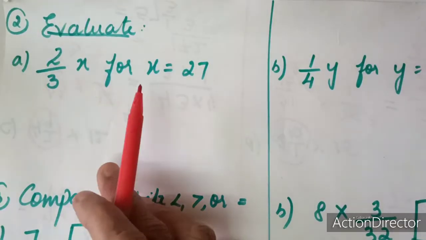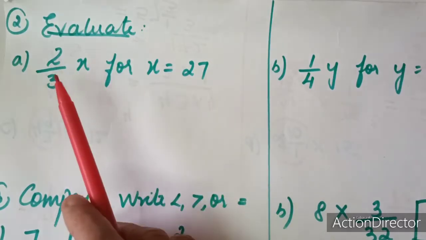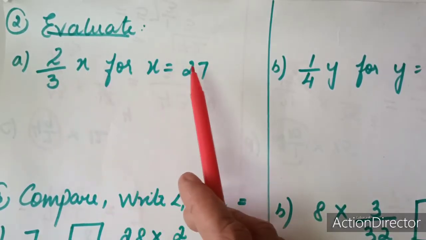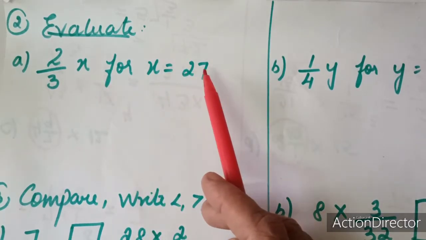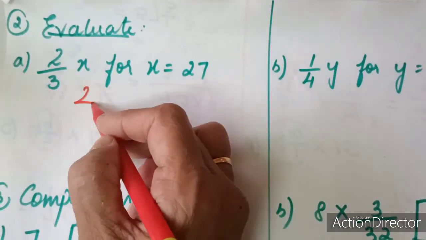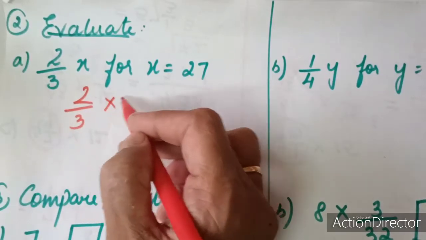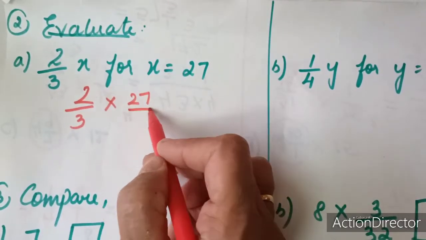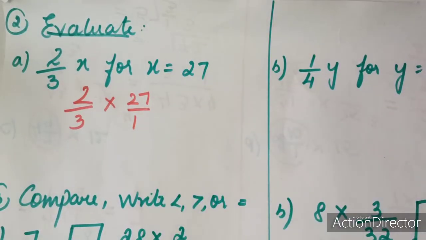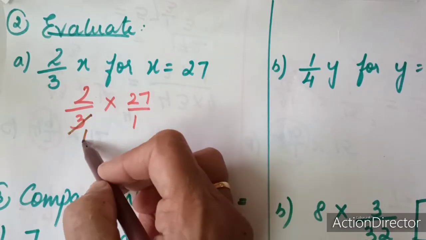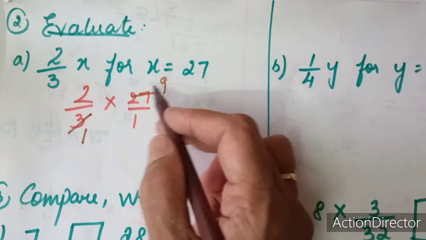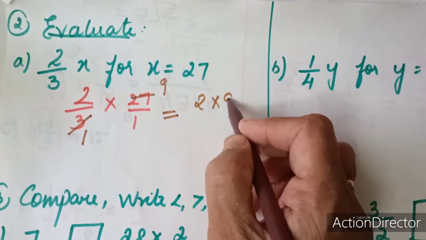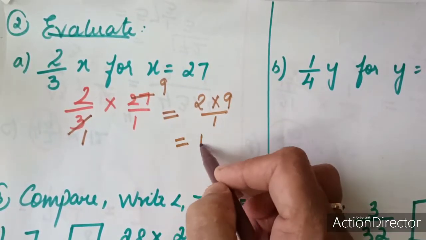We will move on to some more sums, which is evaluate 2 by 3 of x for x is equal to 27. So wherever you find x, replace the value of x by 27. So you can write 2 by 3 multiplied by 27, and this 27 can be written as 27 upon 1. Now I can cancel 3 and 27. So 3 1s are 3, 3 9s are 27. So I will write 2 into 9 upon 1, which is equal to 18.